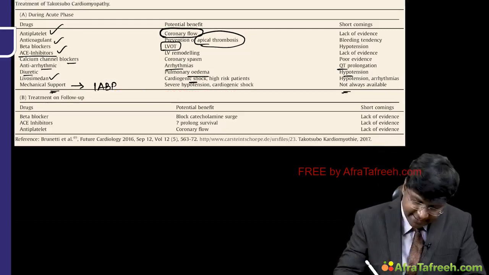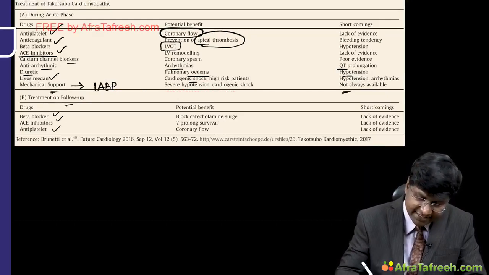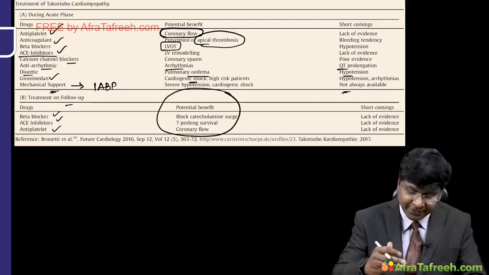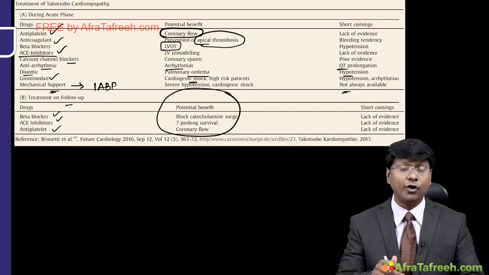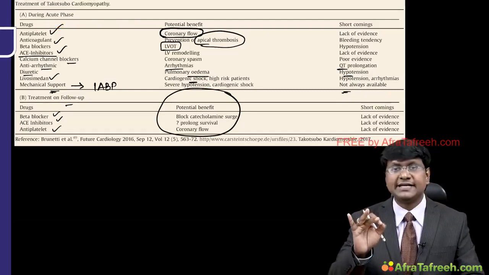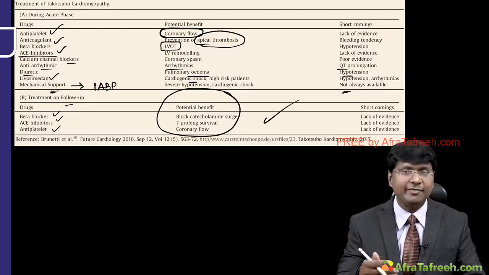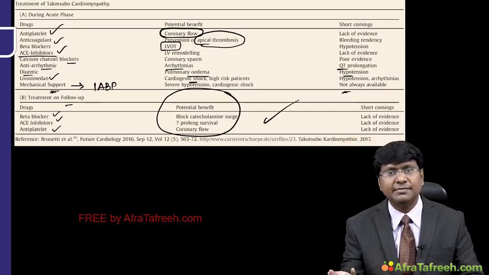And the next thing is the treatment on follow-up. Beta blockers, ACE inhibitors and antiplatelets are the ones which have potential benefit in the long term. So these drugs have to be continued in further OPD visits. Okay, but as such, there is no particular evidence showing that these drugs will be helpful, but these drugs have been found to improve the clinical outcome in the individual.